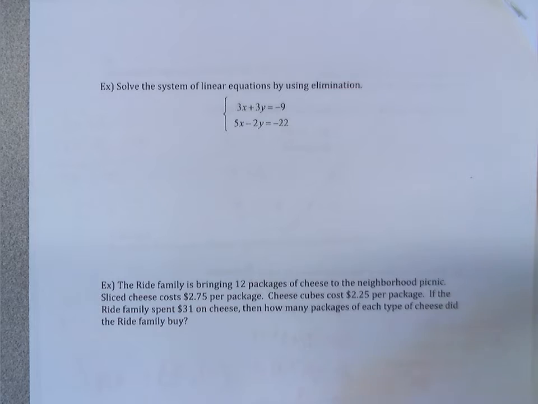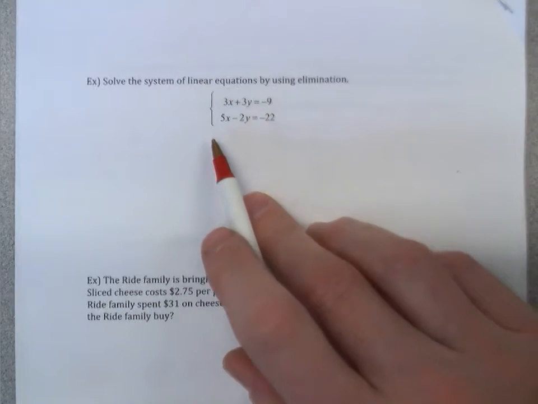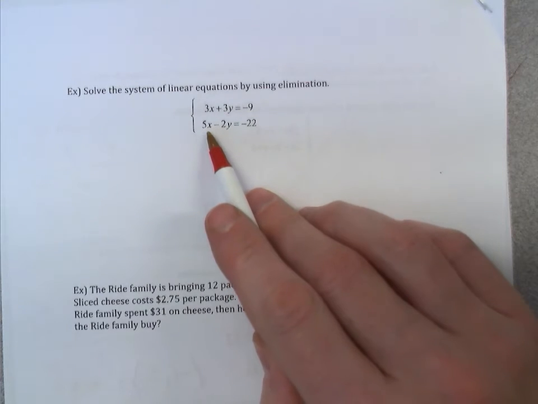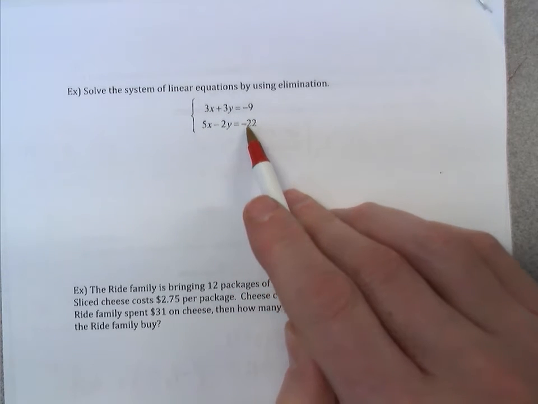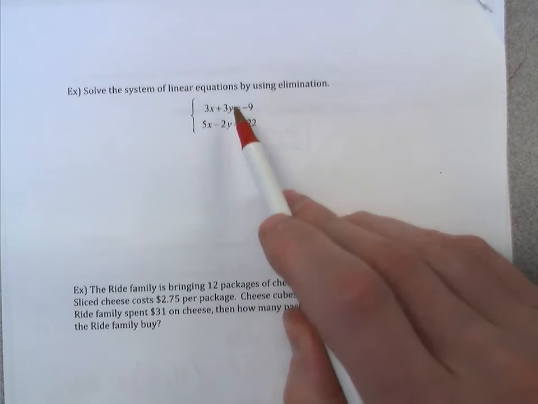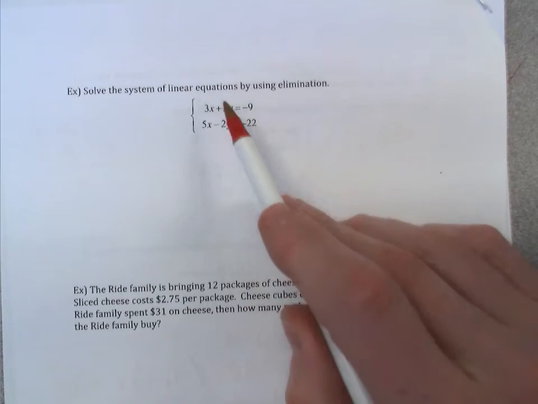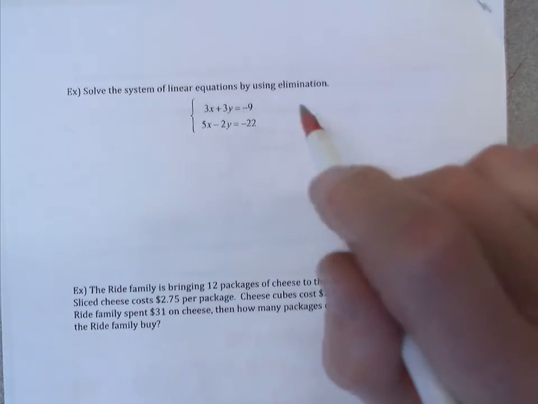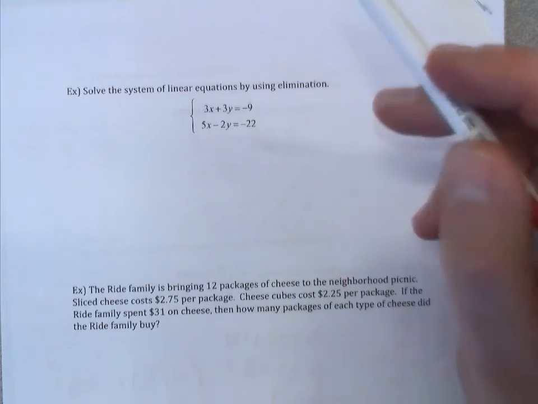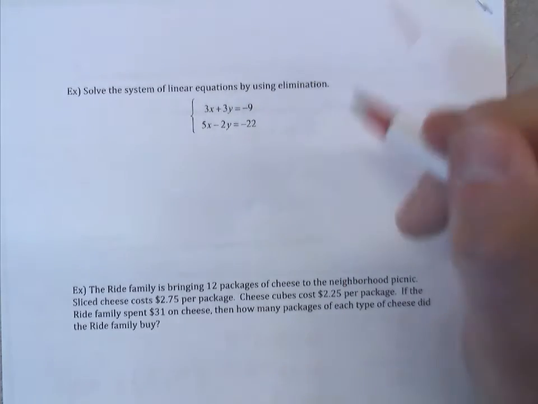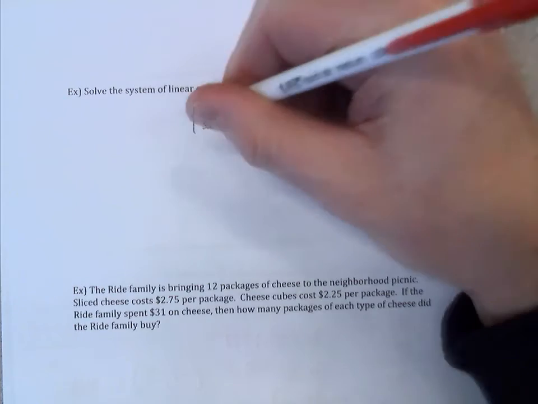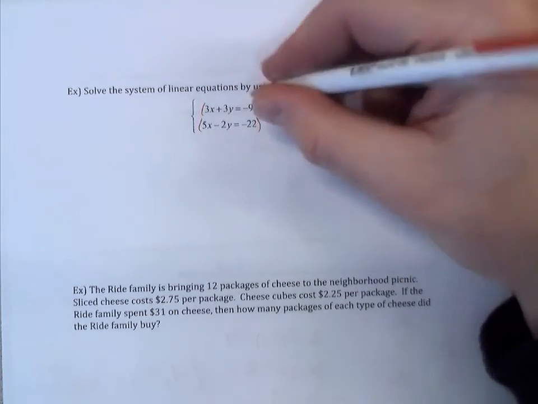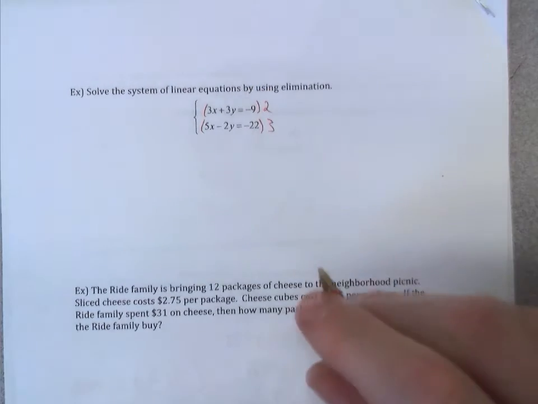Okay, so this one's a little more complicated than others. We've got 3x plus 3y equals negative 9. We've got 5x minus 2y is equal to negative 22. None of these coefficients match up. Here the signs are not different, but here the signs are different. So now we have to think in terms of a lowest common multiple. And the lowest common multiple between 3 and 2 would be 6. So now I need to multiply both of these by a number that will get me to that coefficient. This one I need to multiply by 2. This one I need to multiply by 3.